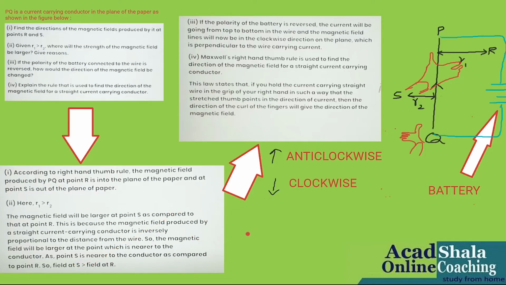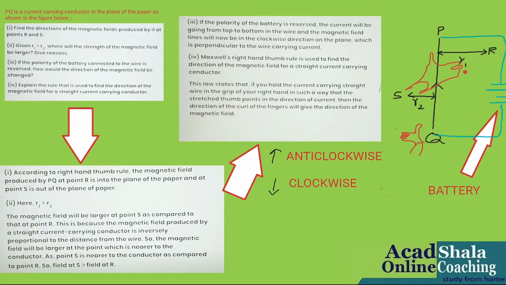Done. If we know the concept, we can put it in words very easily, children. Okay, third part. If the polarity of the battery is reversed, the current will be going from top to bottom in the wire. Over here, top to bottom in the wire. That means the current was going previously from Q to P. Now, if the polarity of the battery is reversed, the current will come from top to bottom.